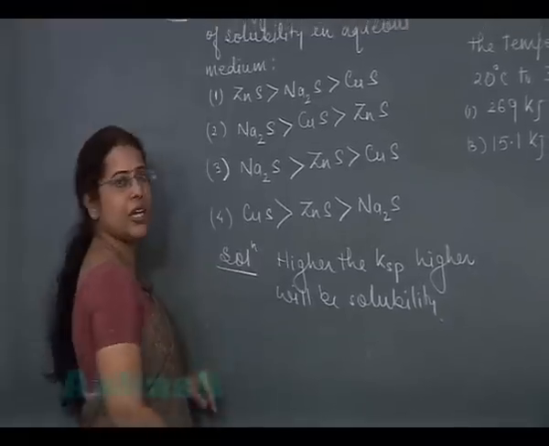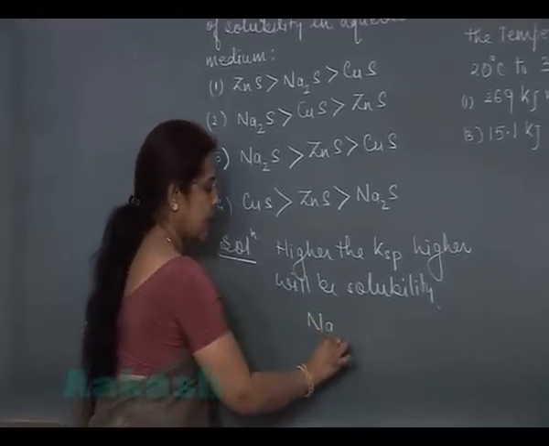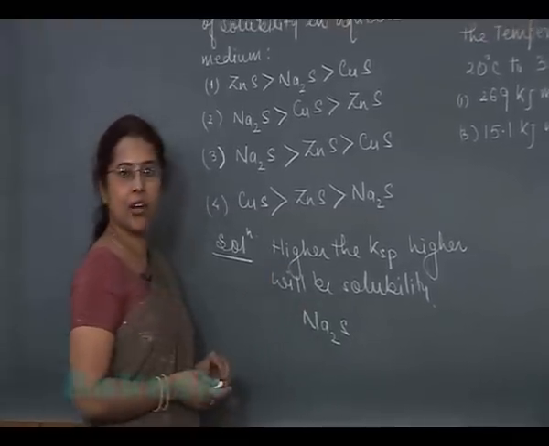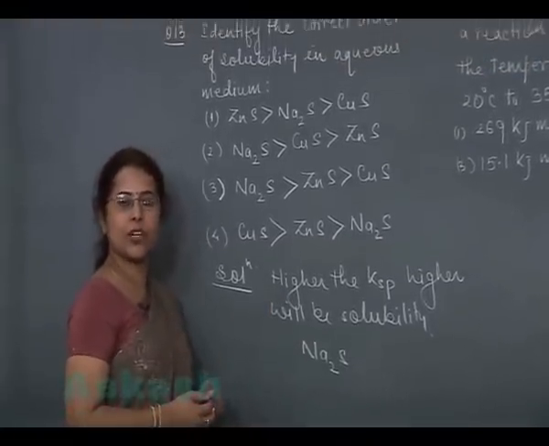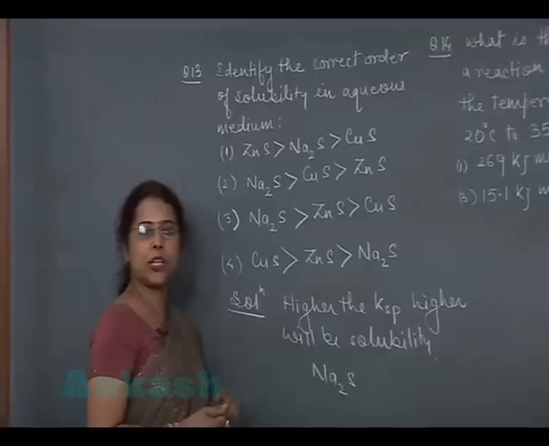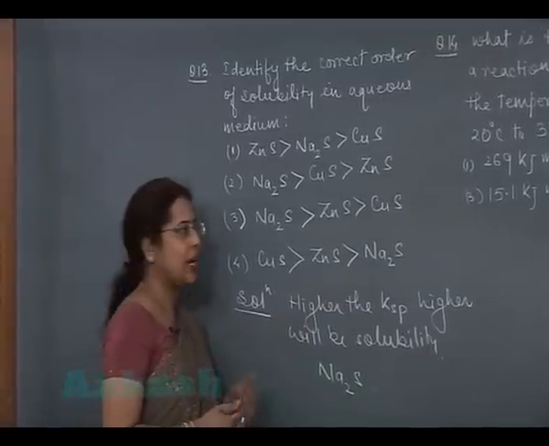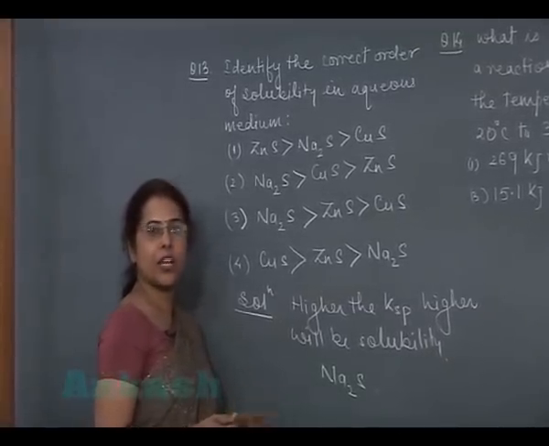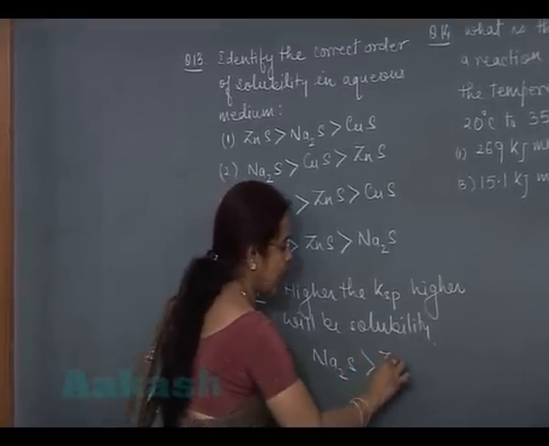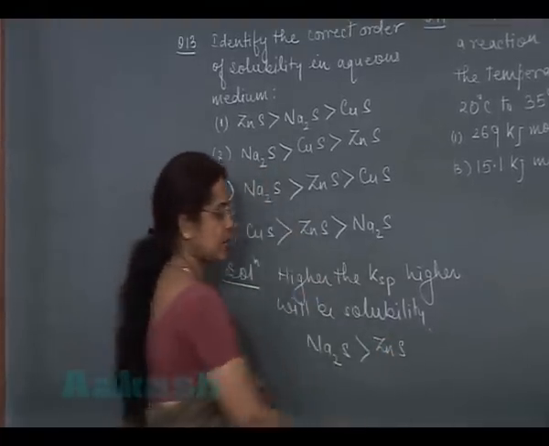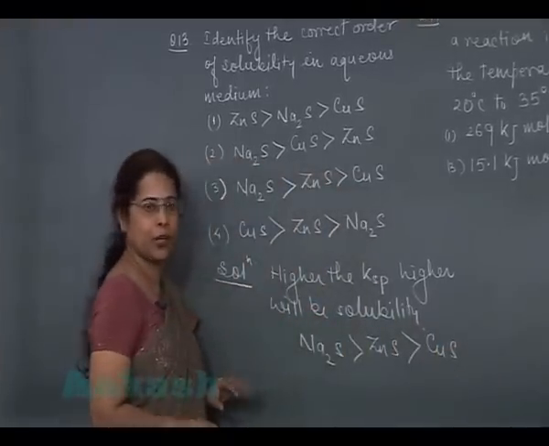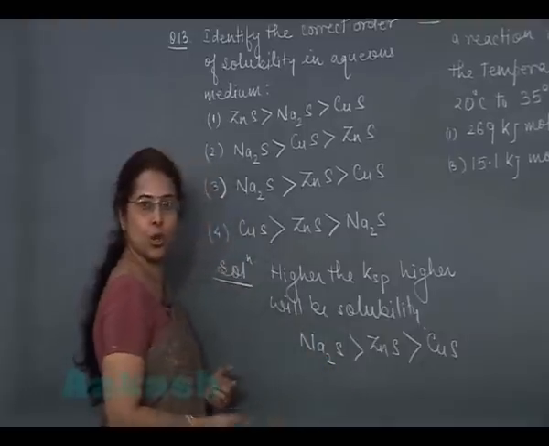Sodium sulfide, being an ionic compound, is highly soluble in water. Now next is zinc sulfide and copper sulfide. Zinc sulfide, zinc is precipitated in group 4 while copper is precipitated in the analysis of second group. It means zinc sulfide is having higher solubility product. So this is having higher solubility as well. So second is zinc sulfide. Copper sulfide is having least solubility product. So this compound should have least solubility.